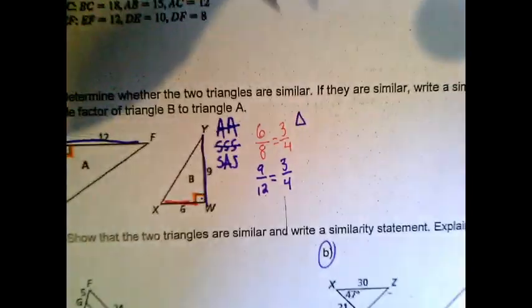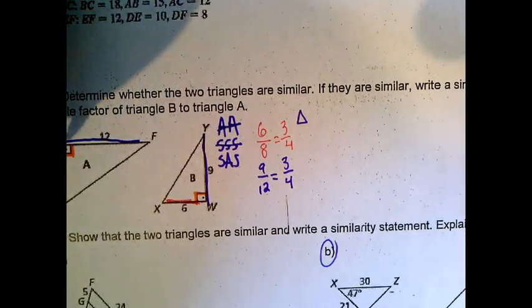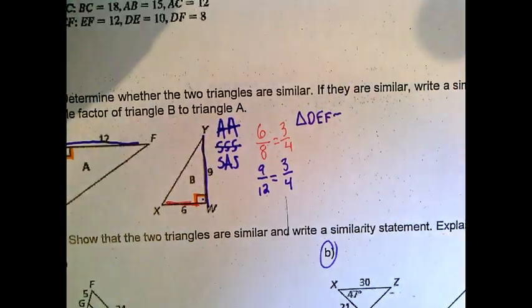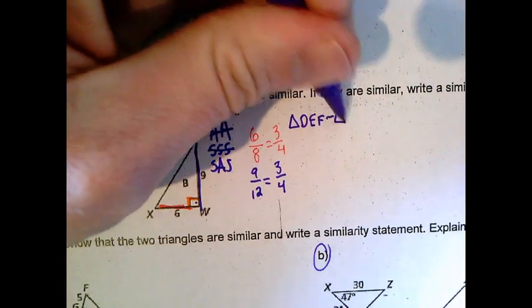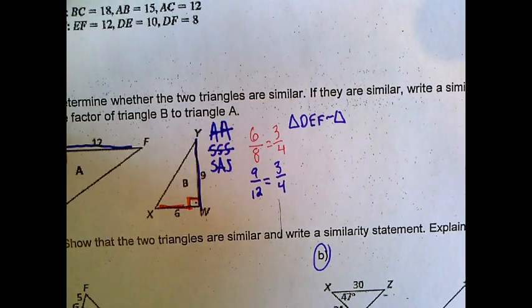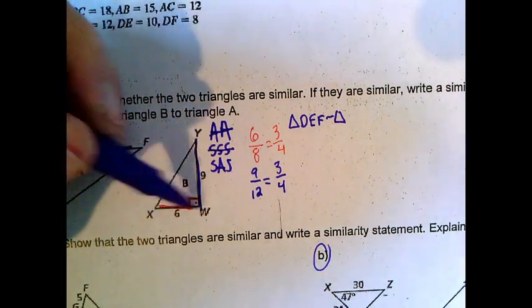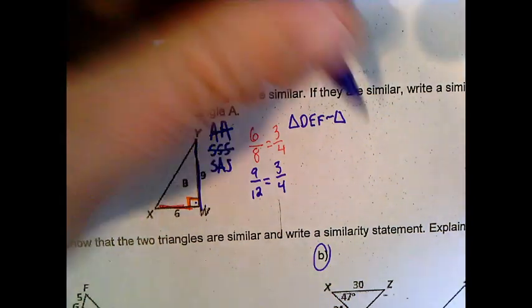So we've got to write a similarity statement. I'm going to say triangle DEF is similar, so that's my squiggly if you can't see it. D, E, F, I went red, black, purple. So here I've got to do red, black, purple. Red, black, purple. So it'd be W, X, Y.